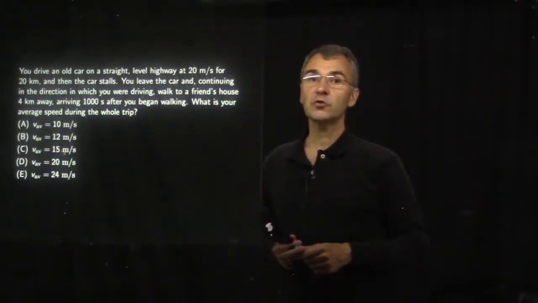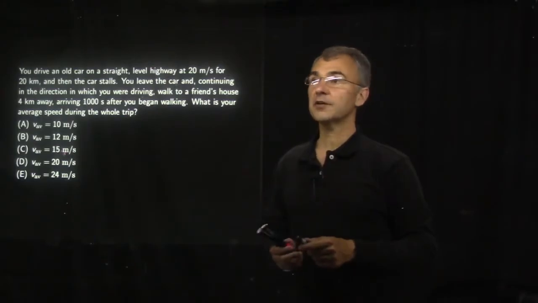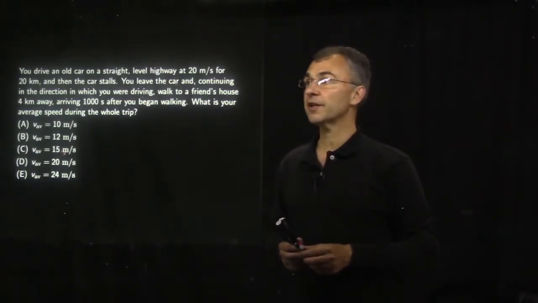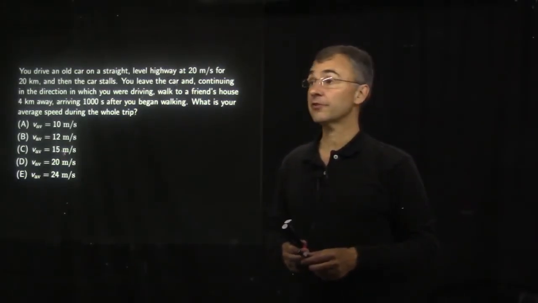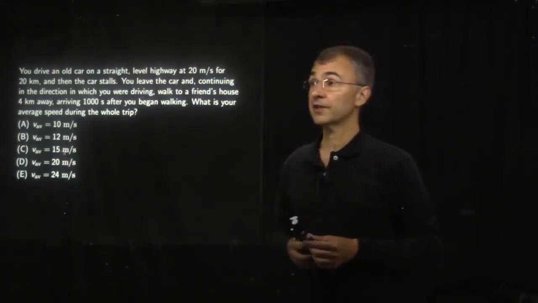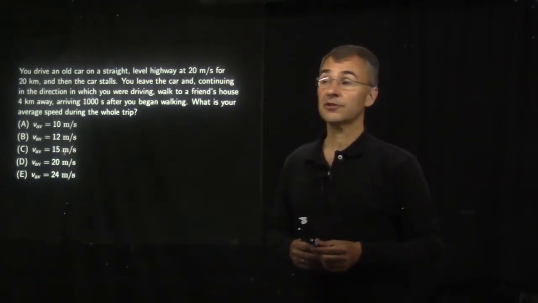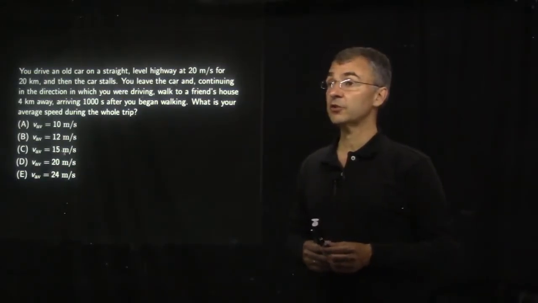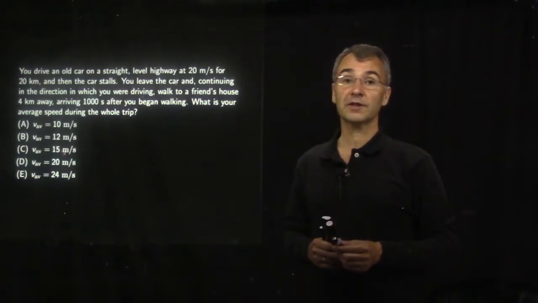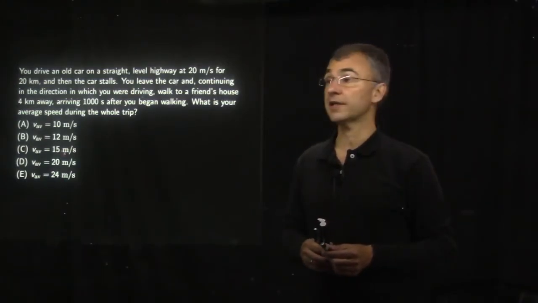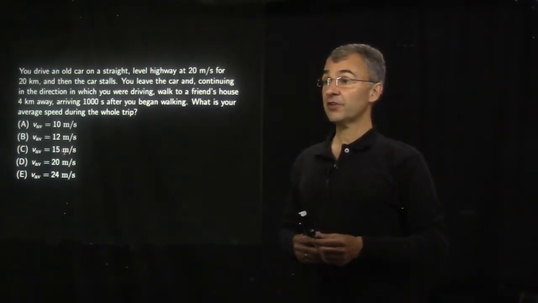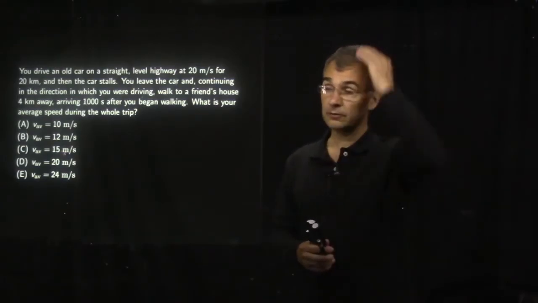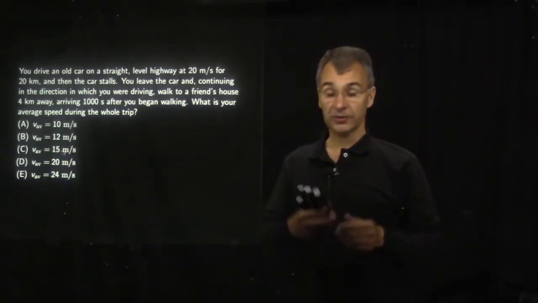You drive an old car on a straight level highway at 20 meters per second for 20 kilometers, which is 20,000 meters, and then the car stalls. You leave the car and, continuing in the direction you were driving, you walk to a friend's house 4 kilometers, that's 4,000 meters, away, arriving 1,000 seconds after you began walking. Whoa. What is your average speed during the whole trip?